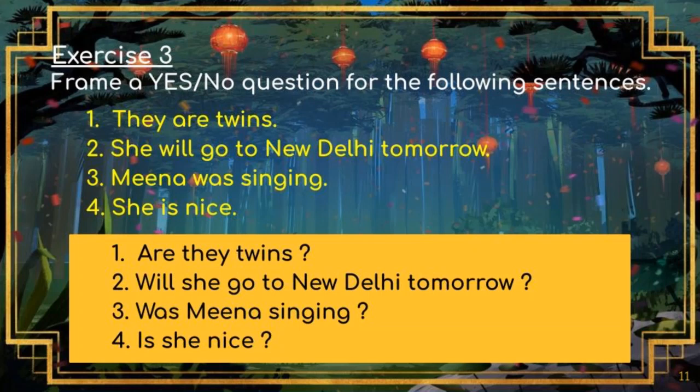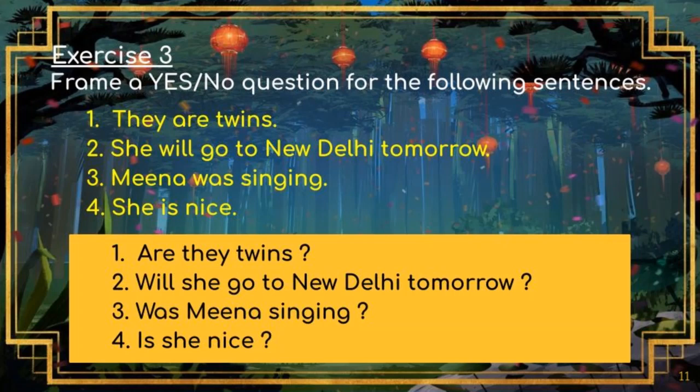Students, this is the way you frame a yes or no question for the given sentences. Let us move to the second one. She will go to New Delhi tomorrow. Students, you have to follow two steps. One is to find out the verb, and the second one is to change the positions of verb and subject. Let us see the answer. Will she go to New Delhi tomorrow? At the end of the statement, put a question mark.